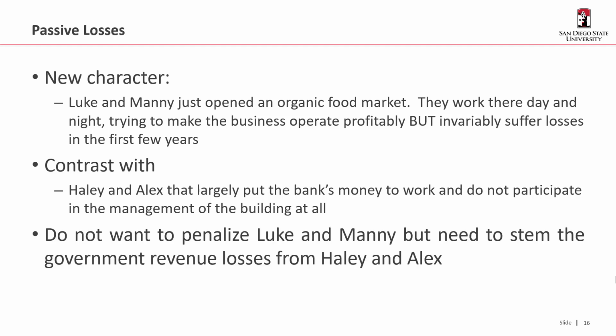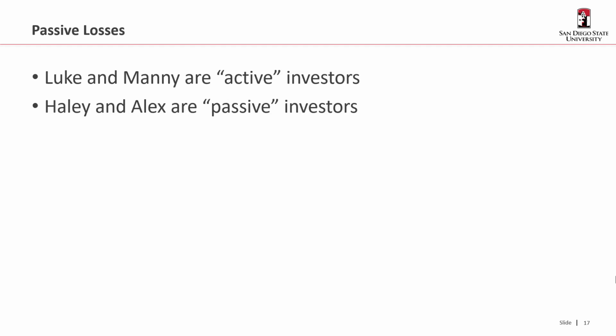So the tax code says, you know what? We don't want to penalize Luke and Manny, but we need some way to stem these revenue losses we get from people like Haley and Alex who are generating cash flow positive results but deducting these giant losses. So since basis didn't do it and at risk didn't do it, they invented a new one, and that's called passive losses. So Luke and Manny are active investors.